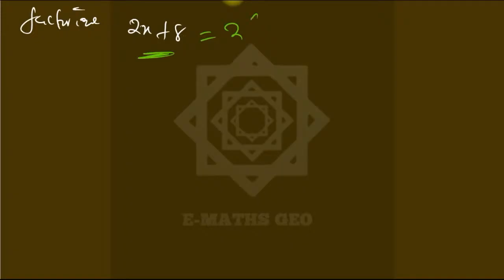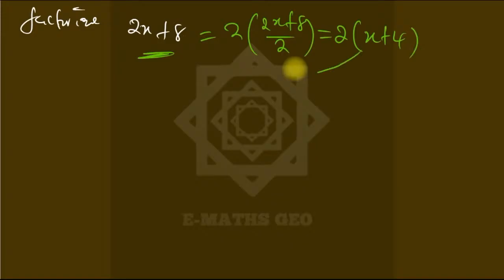Then whatever is remaining in the bracket is the original expression, 2x plus 8, divided by what you brought out. Once you've brought out the common factor, you divide the remaining terms by that common factor. So 2x over 2 is x, and 8 over 2 is 4. If you expand the bracket, because expansion is the opposite of factorization, you'll get back the original expression.